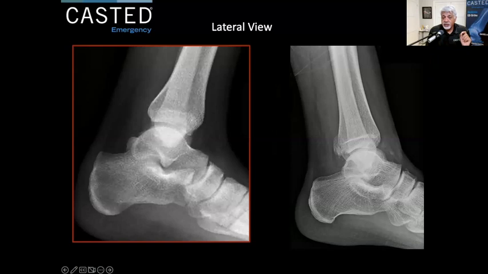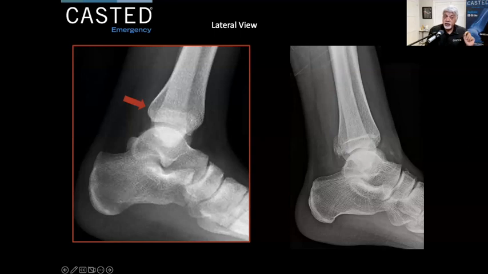What we're going to do is look on the lateral view. Now, let's pop up a normal lateral view. On a normal lateral, you should be able to trace out the tibia and then trace out the fibula. So identify these structures, and on the view that we have, do the same thing. Trace out the fibula, trace out the tibia. And what we want you to do is focus specifically on the posterior aspect of the distal tibia.